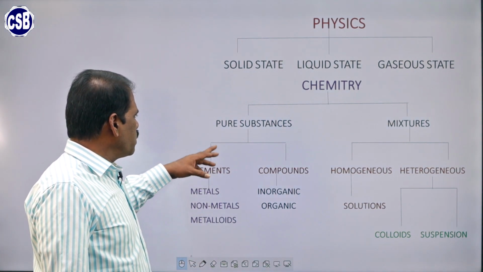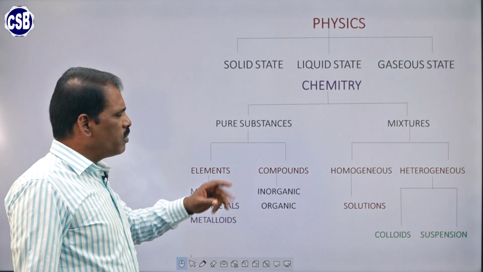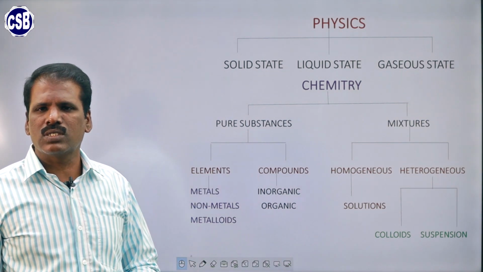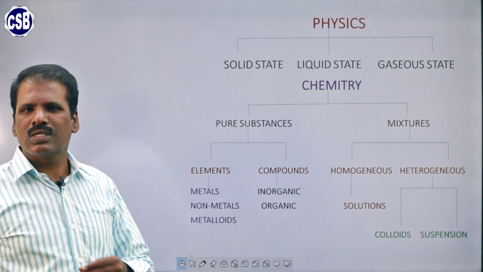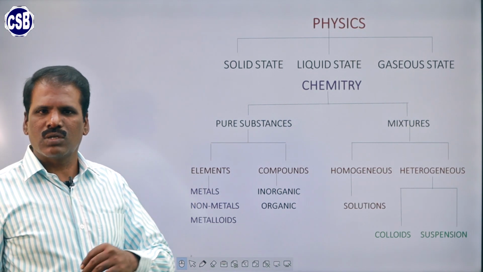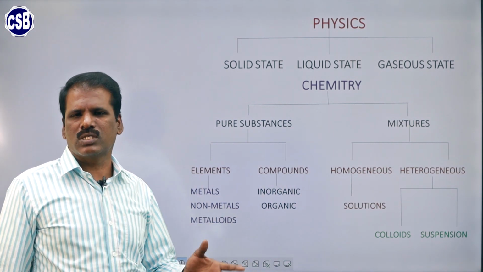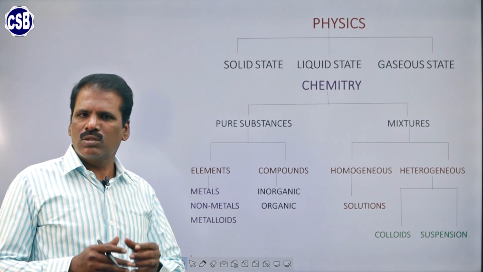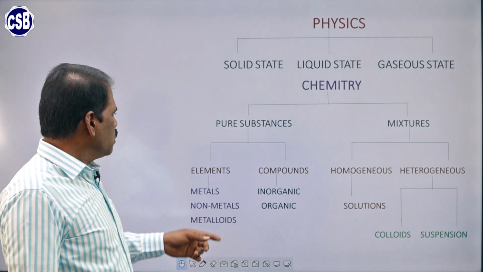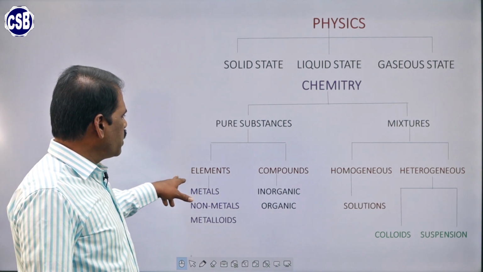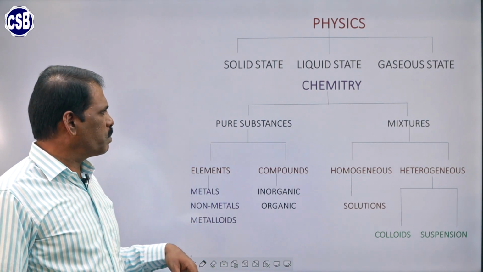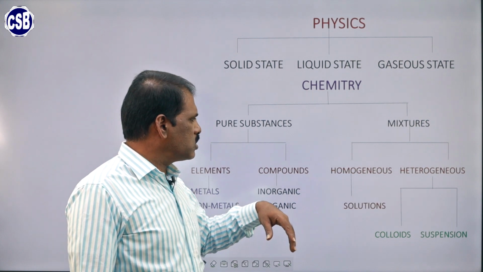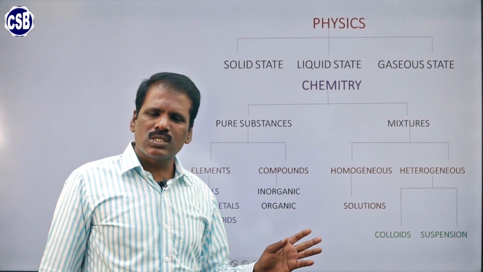The pure substances can be further classified into elements and compounds. So what are pure substances? The substances that possess the same kind of atoms or molecules are known as pure substances. One is element, the other one is compound. Coming to mixtures, they are not pure substances.